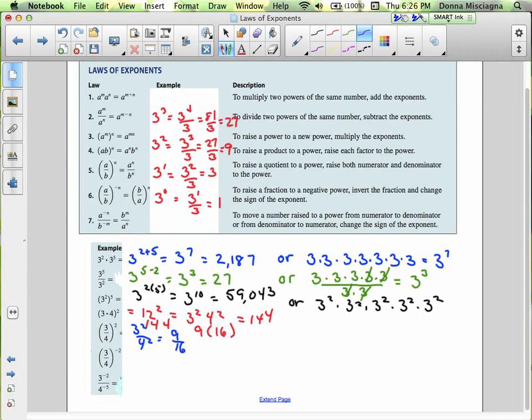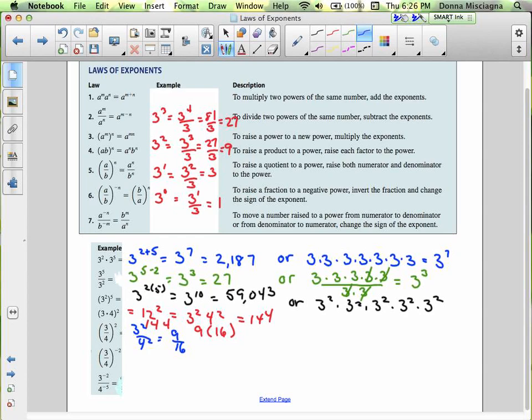All right, so if you have a product or a quotient, for a product, you can raise each factor to the power. For a quotient, you can raise the numerator and the denominator to a power. Only for products and quotients. If you've got a fraction to a negative exponent, you raise the reciprocal to the positive power. So to raise a fraction to a negative power, invert the fraction and change the sign of the exponent.